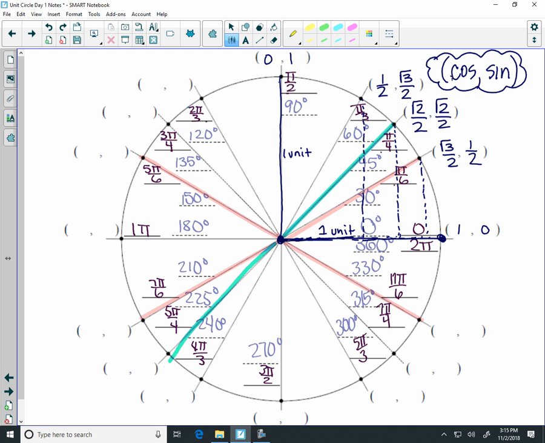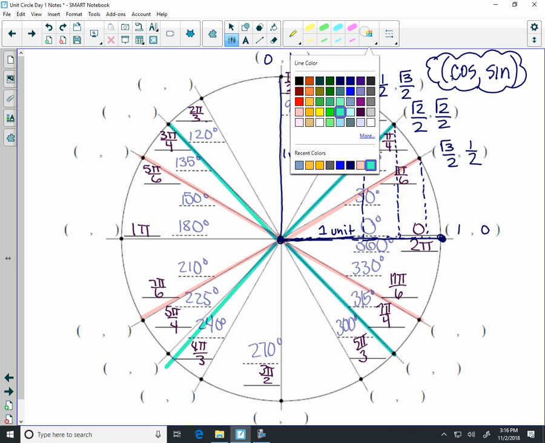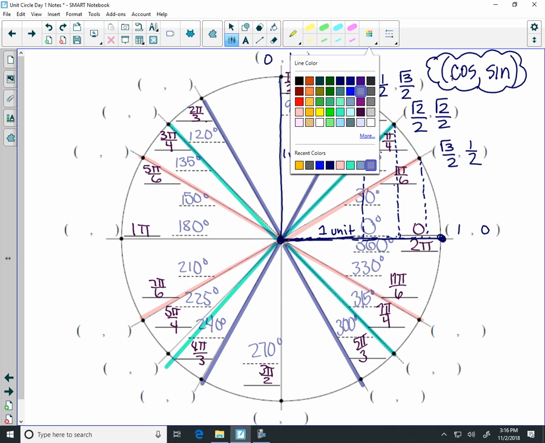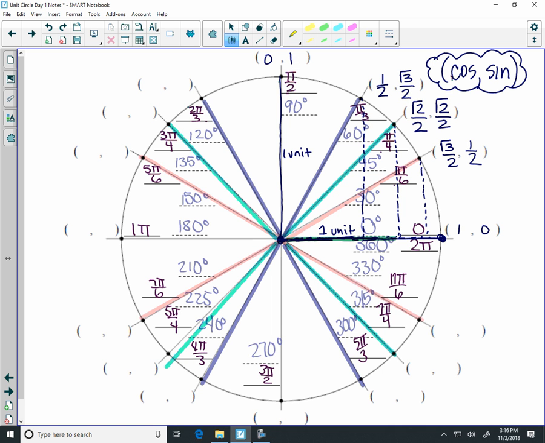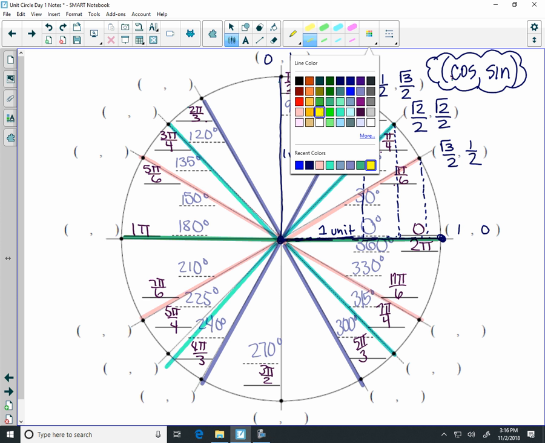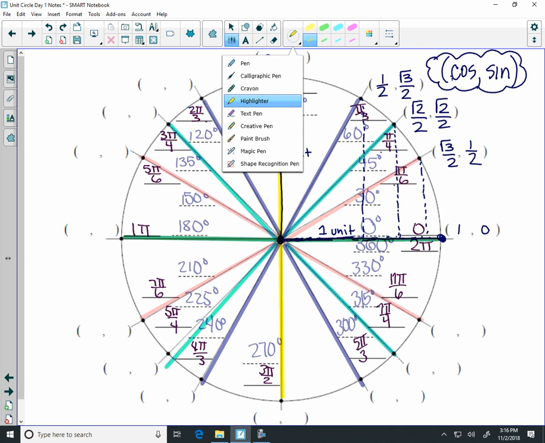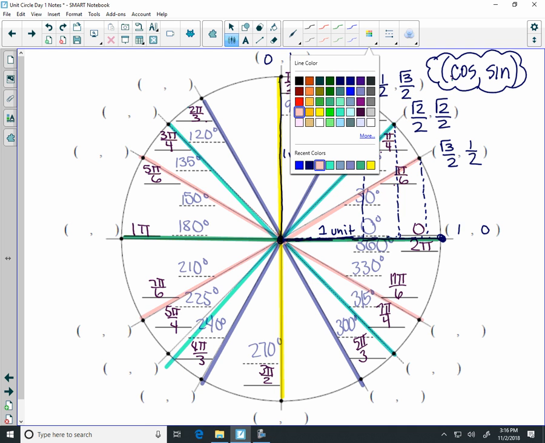I like this pretty turquoise for our pi over 4s. And I don't know, how about purple? For our pi over 3s. Quadrantals. Okay, so filling in the rest of our values here.